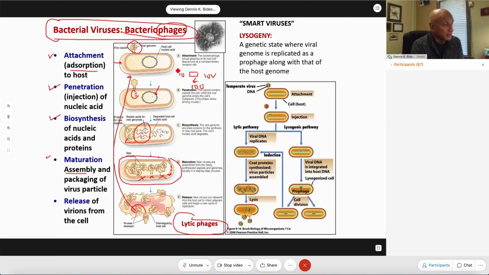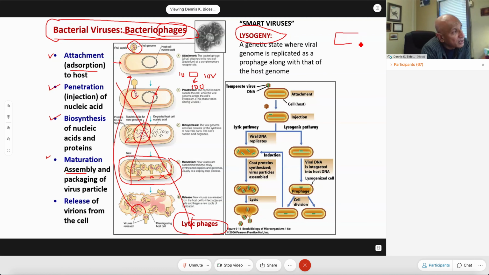Some viruses, they can do something really special. And by the way, human viruses can do this also. For example, HIV, which we'll talk about later on, and maybe next week, all right? They can do something called lysogeny. So basically, this is a state where the virus coexists with the bacterial cell. In other words, this is not happening yet, all right? So imagine how cool this is. And I'll describe the pathway in a bit.